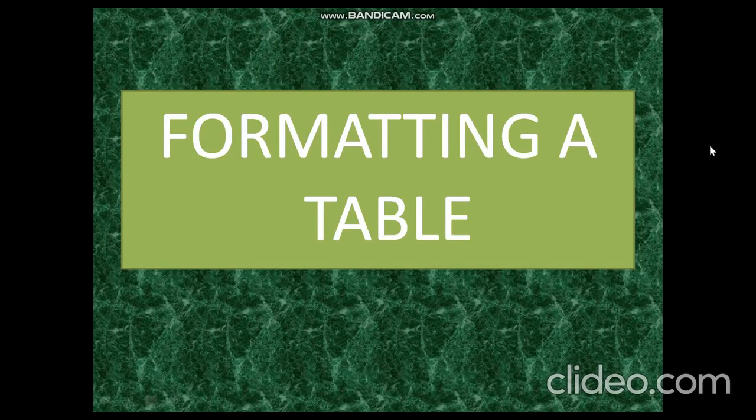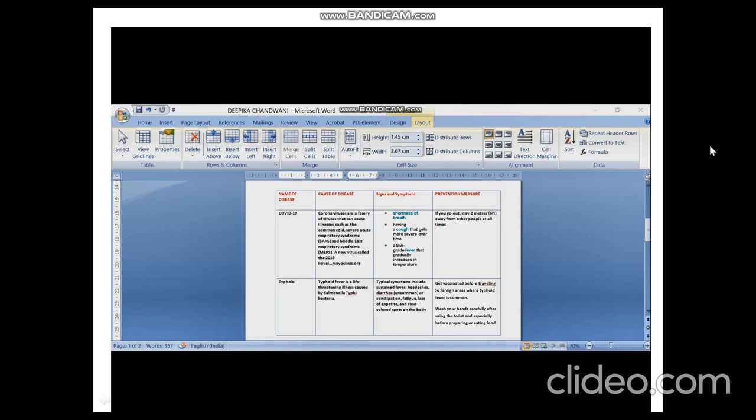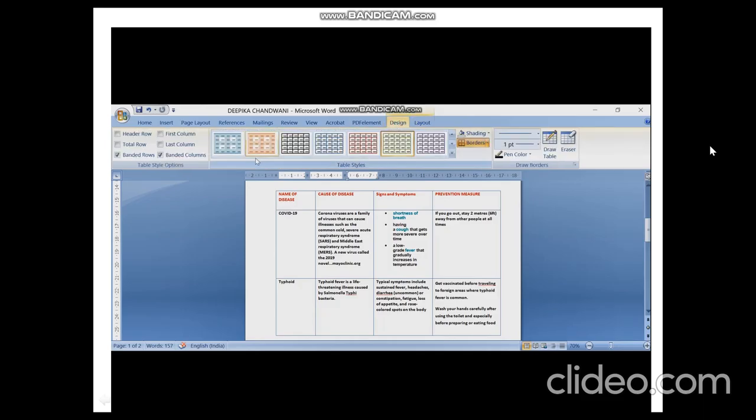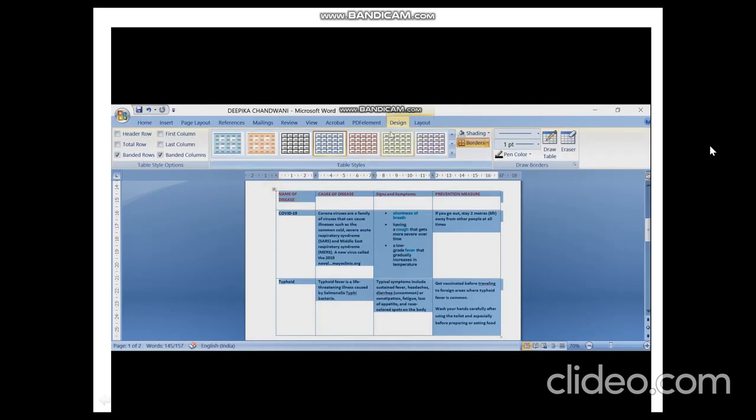Formatting a table. Formatting controls the overall appearance of a table. After creating a table, you can format the entire table by using table style features. Click on the table you want to format. Under the table tools, click on the design tab. Select the desired style from the table styles group.